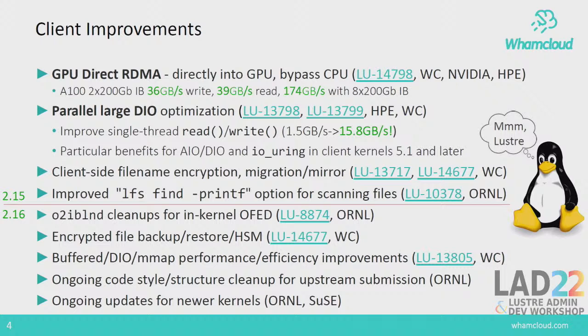And going forward with 2.16, one of the things that James said he would do is improve the O2IB to be more acceptable to upstream kernel developers, because we're using the in-kernel OFED in a way that they don't like. So that needs some cleanup. Encrypted file backup and restore, Sebastian's already talked about. Buffered I/O performance was in flight. And just general cleanups in the client code.